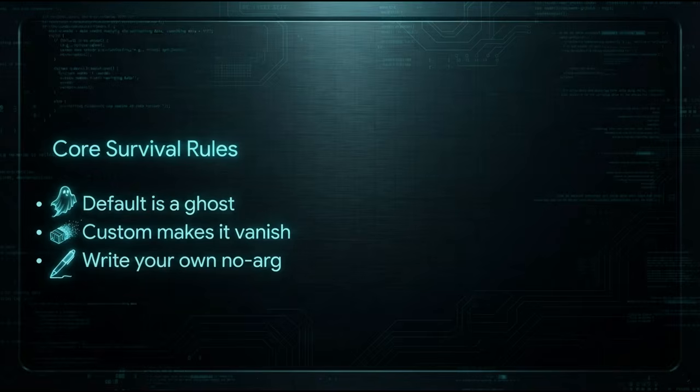So let's quickly recap the core survival rules from this explainer, because this is absolutely what you need to commit to memory. First, Java's hidden default constructor is a shy ghost. Second, the moment you write a custom parameterized constructor, that ghost vanishes completely. And third, if you still want the ability to create objects without passing arguments, maybe for frameworks or specific fallbacks, you must explicitly write your own no-argument constructor back into the code. You have to be the one in charge.